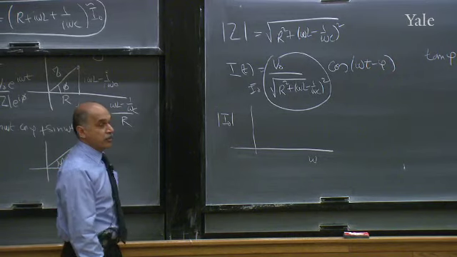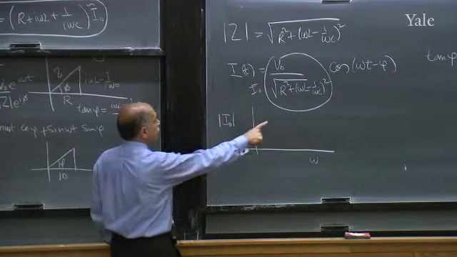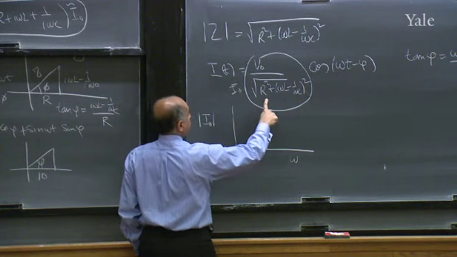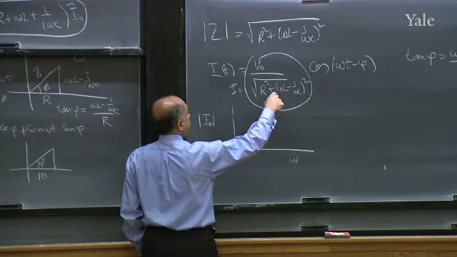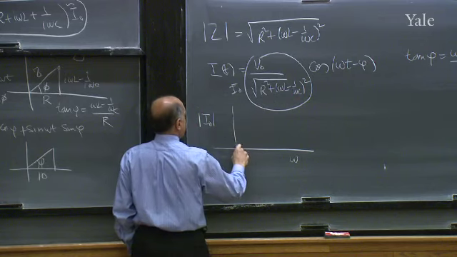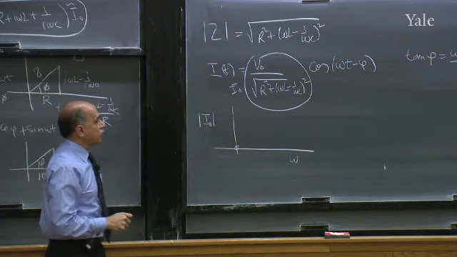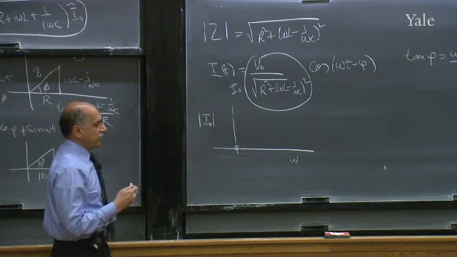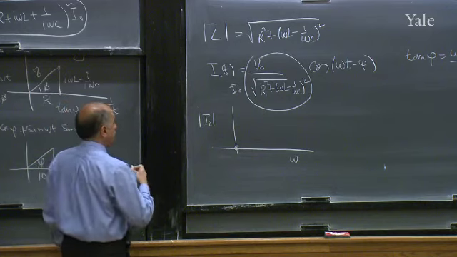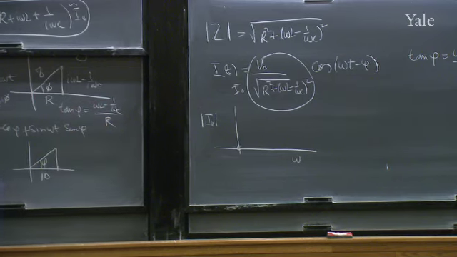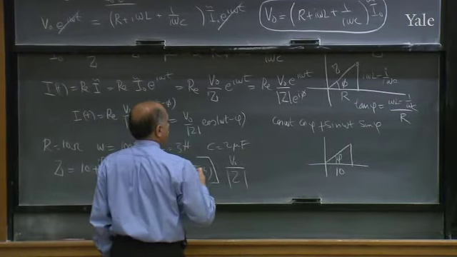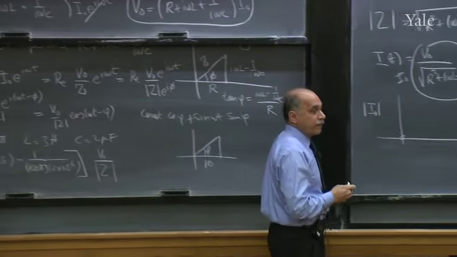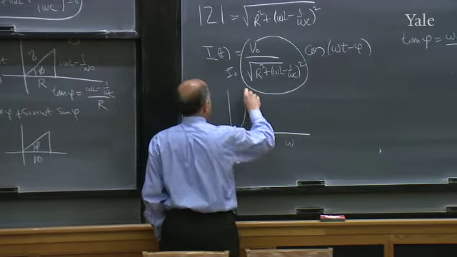When omega goes to 0, you get a 1 over 0 in the denominator. That's going to beat everything. And 1 over 0 squared in the denominator means the whole thing vanishes. The current starts out as 0. That corresponds to the fact that if your voltage had been a DC source instead of an AC source, that's what omega equal to 0 means, the capacitor will charge to some point and then stop the current.